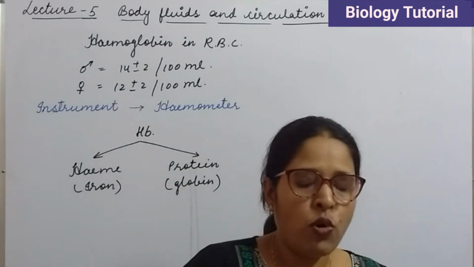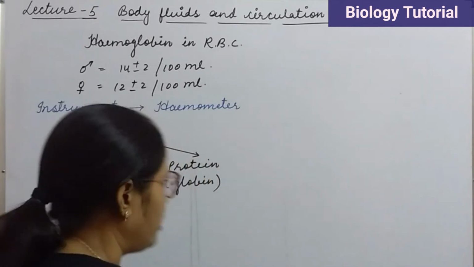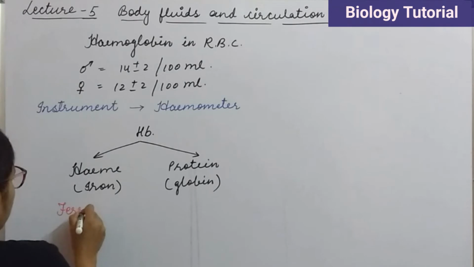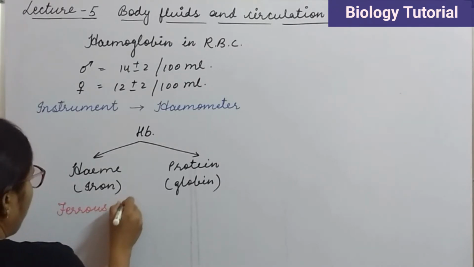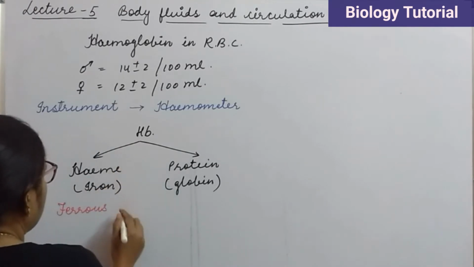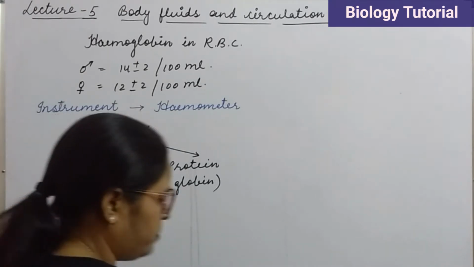Iron in hemoglobin is present in the ferrous state. So here, iron is in the ferrous state. Now this is a very important thing, so you have to learn this. That is, iron is present in the ferrous state in hemoglobin.